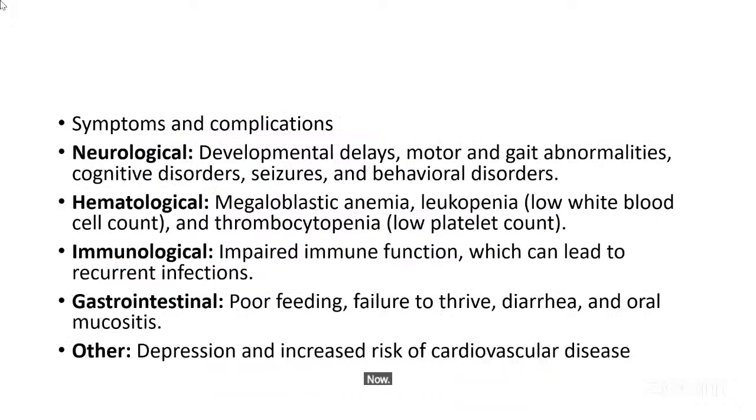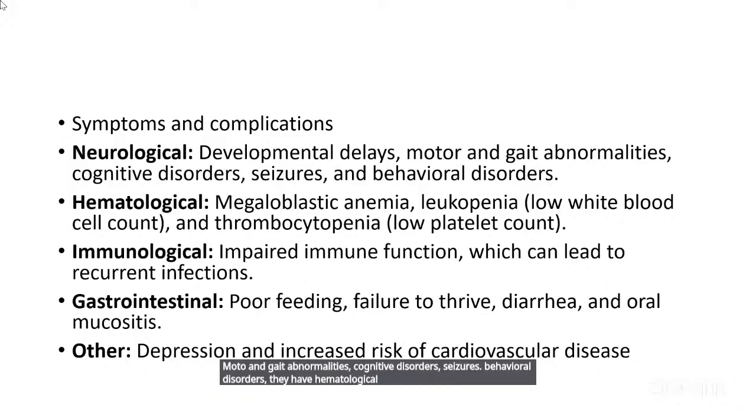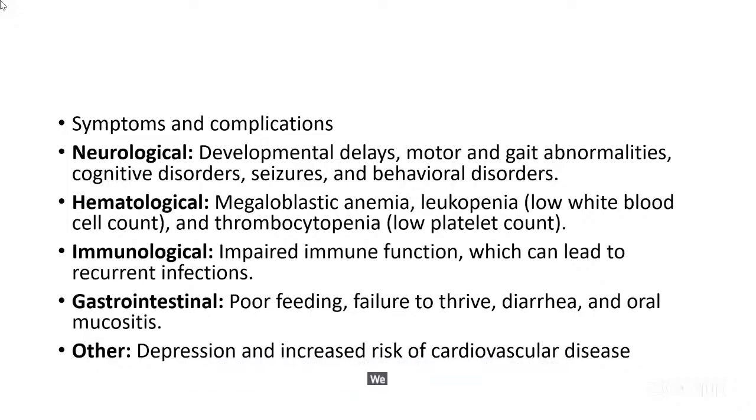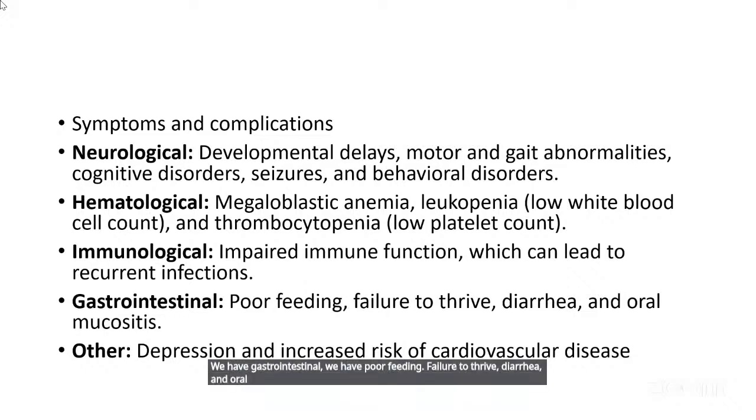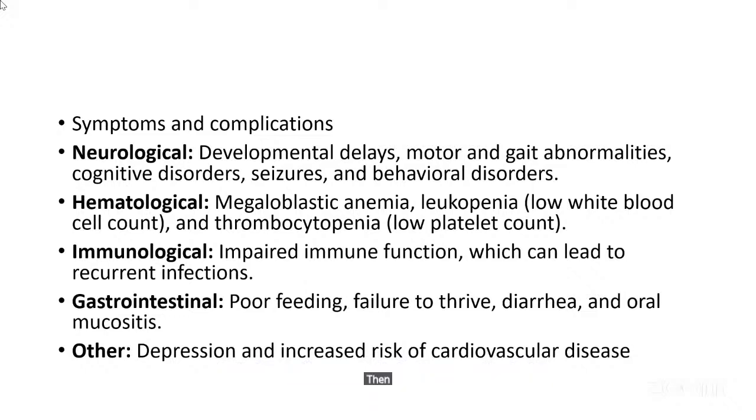Now, symptoms and complications. We have neurological: developmental delays, motor and gait abnormalities, cognitive disorders, seizures, and behavioral disorders. We have hematological: megaloblastic anemia, leukopenia, and thrombocytopenia. We have immunological: impaired immune function, which can lead to recurrent infections. We have gastrointestinal: poor feeding, failure to thrive, diarrhea, and oral mucositis. Then the others, which include depression and increased risk of cardiovascular disease.